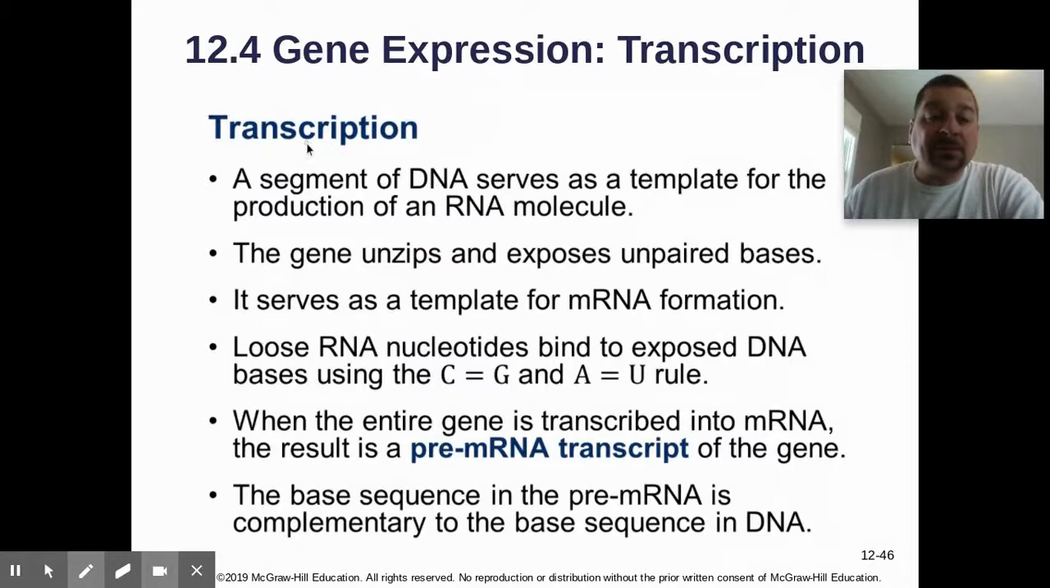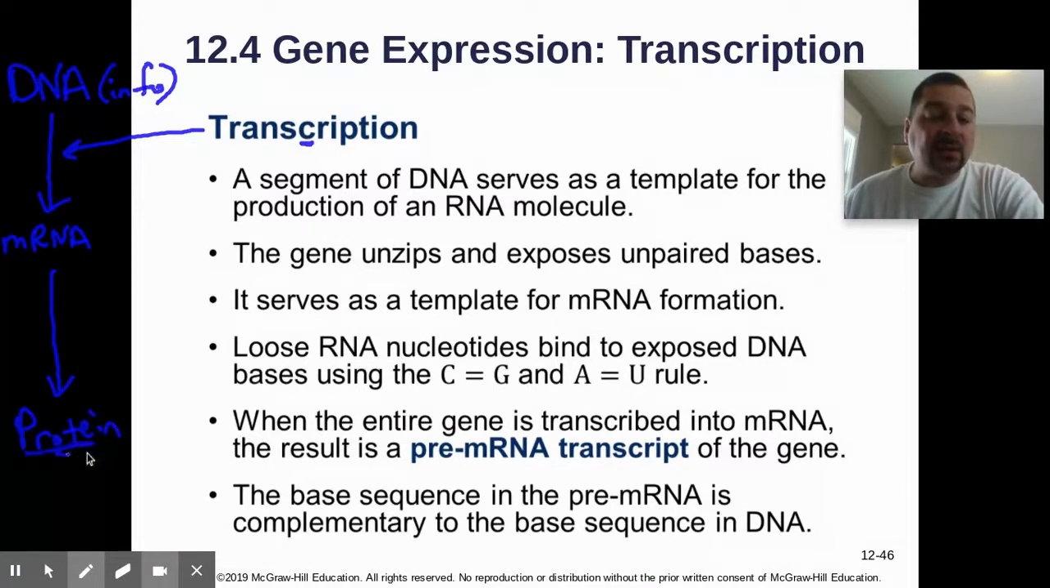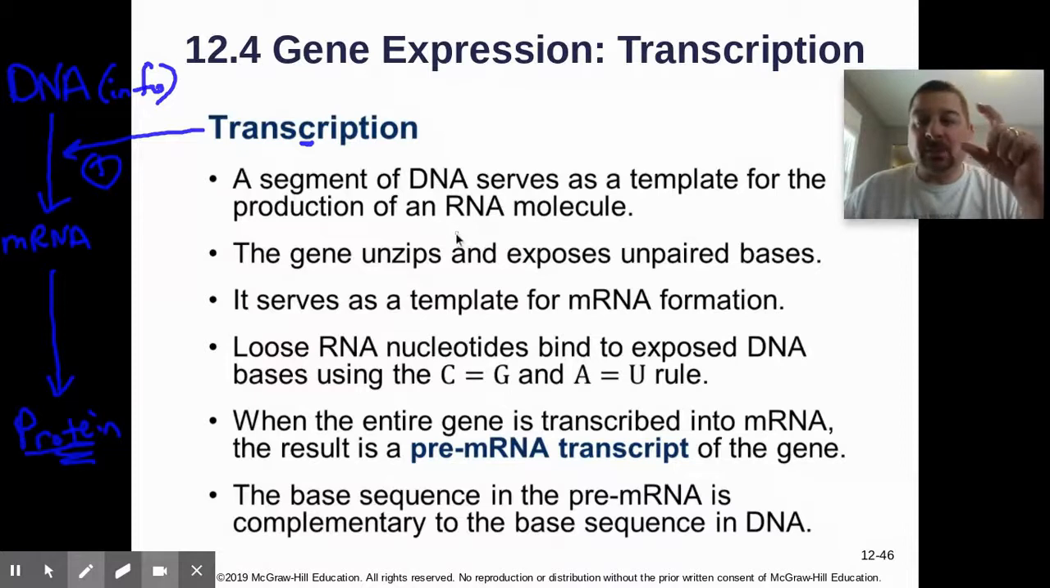Remember, transcription comes before translation. If we remember back to the last video, the central dogma of molecular biology says that the information is all stored in DNA, and then it's transcribed into mRNA, kind of a messenger that can leave the nucleus and is taken out to the ribosome and then translated into the final expression as a protein. So in this first step, transcription, we need to go into a piece of the DNA that serves as the template for that gene.